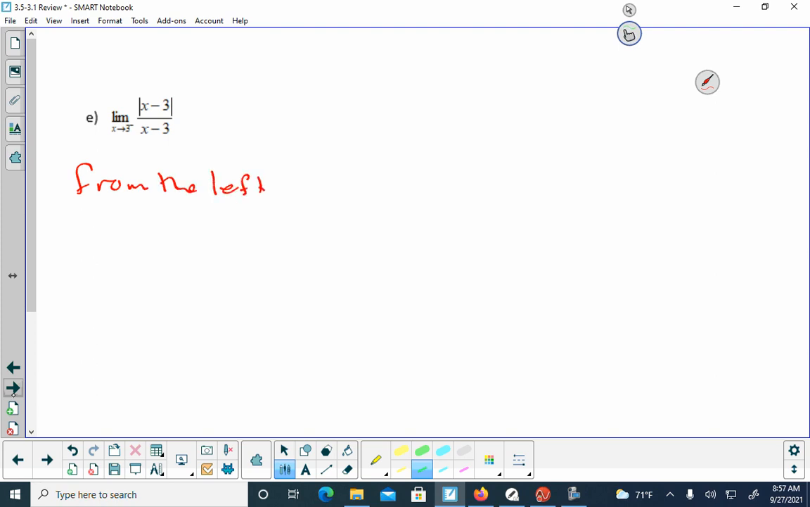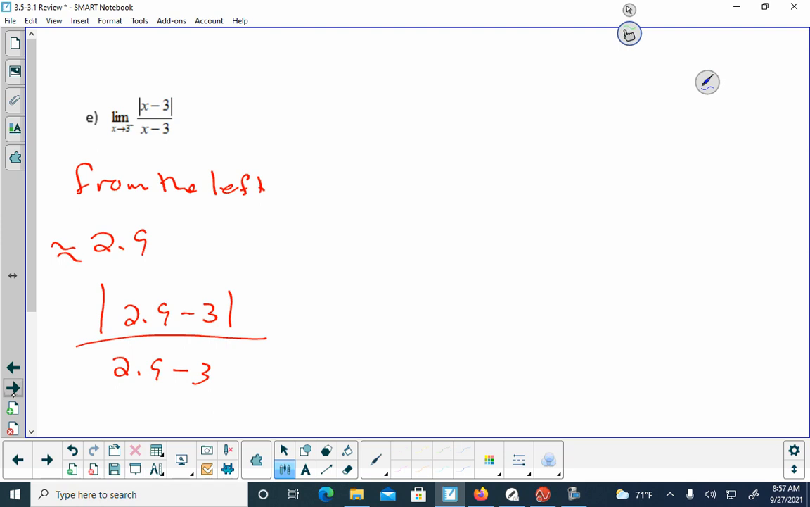So I'm going to pick a number from the left of 3, let's say 2.9. So if I do 2.9 minus 3 over 2.9 minus 3, the numerator would be -0.1, but I'm going to take the absolute value, so that would be 0.1 over -0.1. So this will be -1. So from the left, this limit is equal to -1. From the right, it's probably equal to +1.